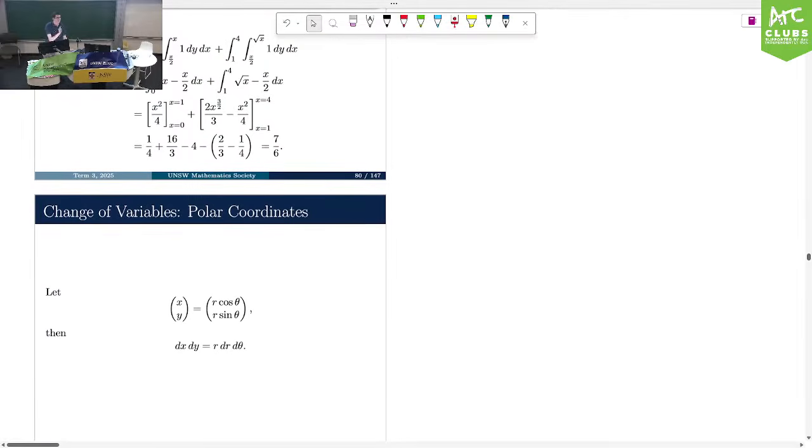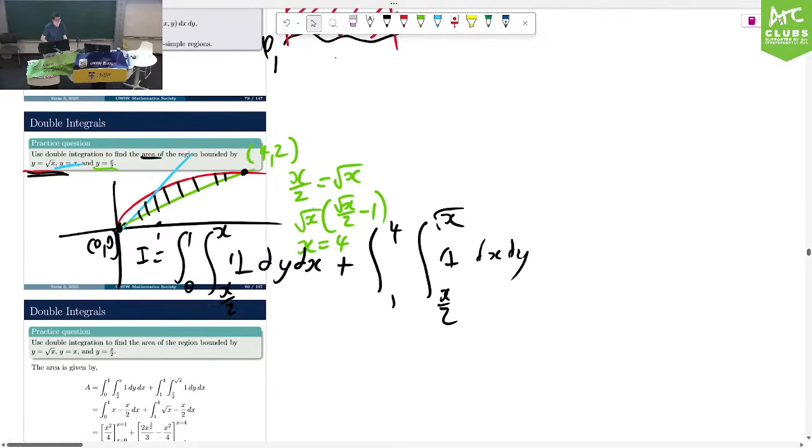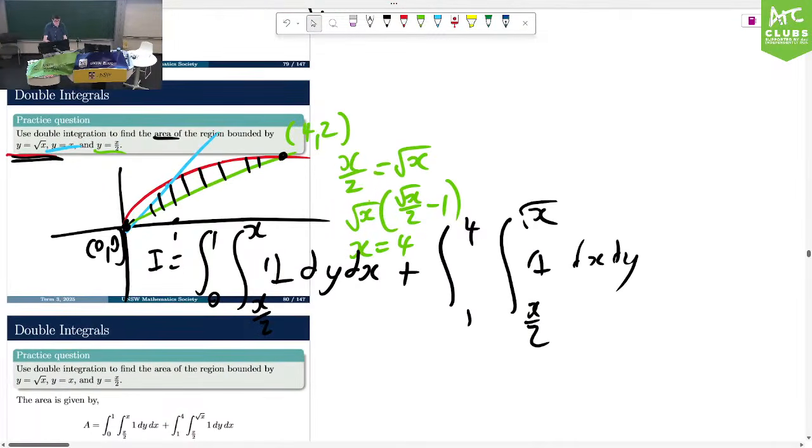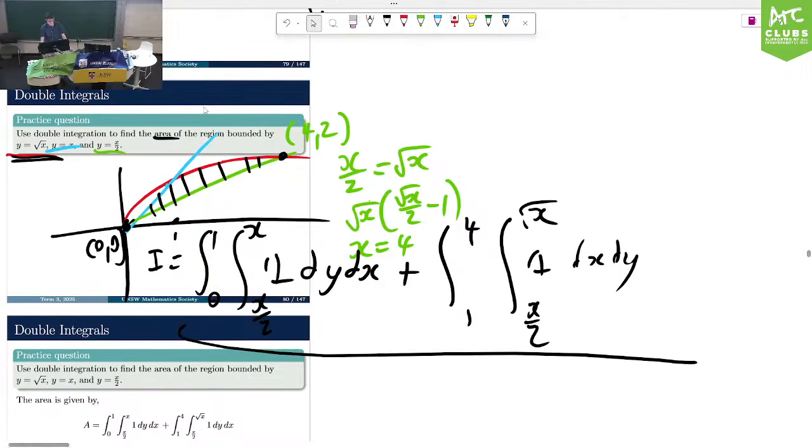Yes, question. Yes, sorry. How do we choose which bounds are which for the integrals? Are you talking about how we split this up into two terms, or how we chose the upper and lower bounds? How do we decide which one's x, which one's y? Like the top or the bottom? Or which is the inside integral and which is the outside integral? Oh, okay.